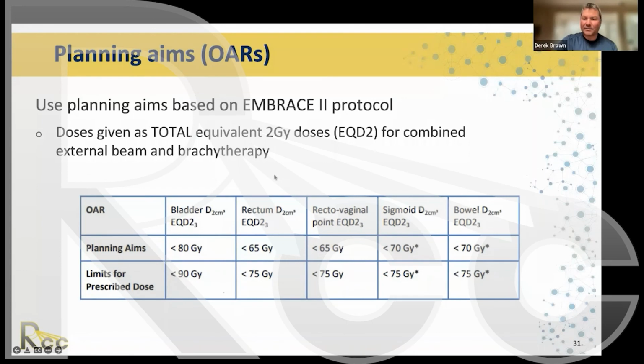You're very welcome. Again, from that ICRU report, we have planning aims that describe tolerances for bladder, rectum, rectovaginal wall, sigmoid, and bowel. So all of that really good information is in there. Again, we'll describe what EQD2 means in subsequent lectures.